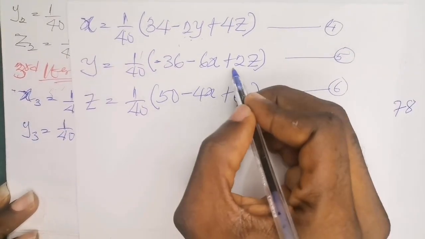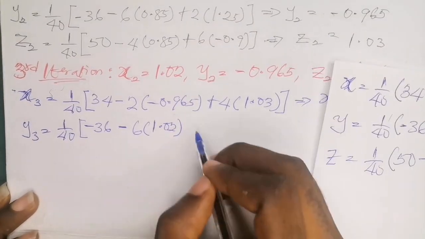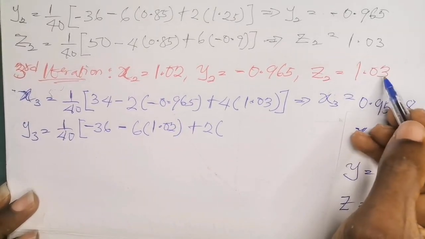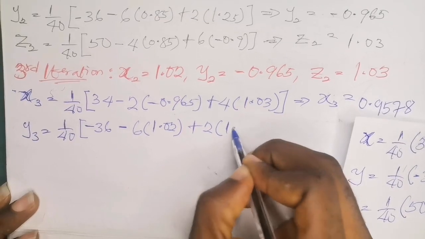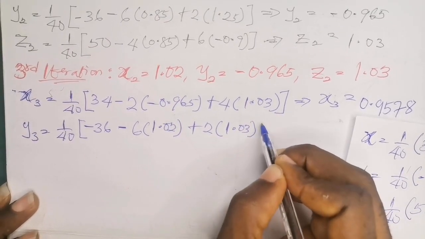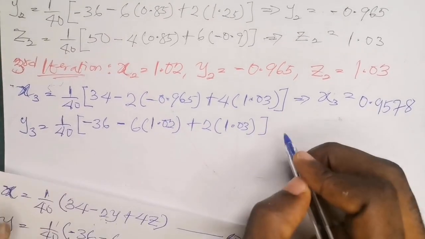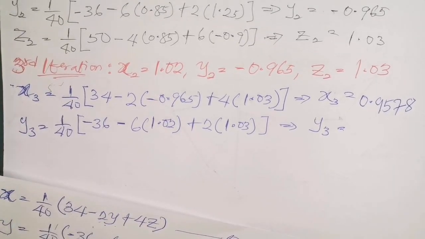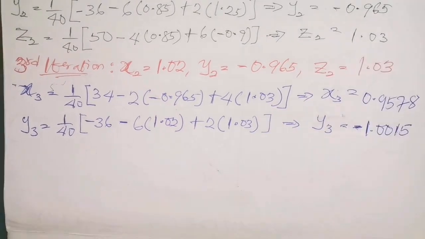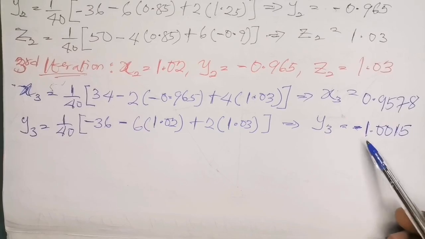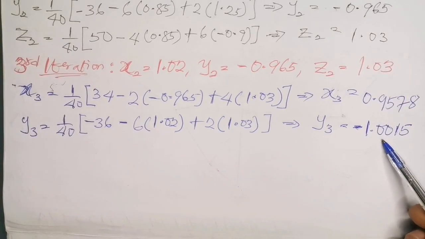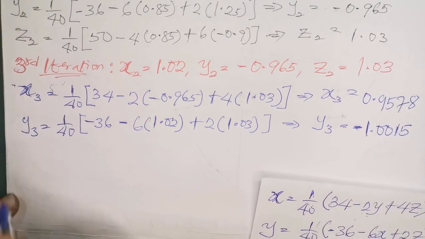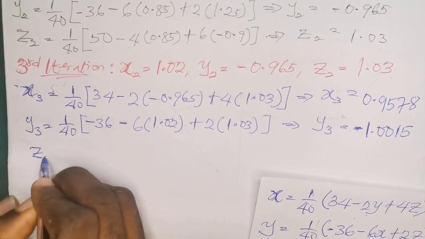Then I have plus 2z. So you simply have plus 2z. Z now becomes z2. And z2 gave us 1.03. So plus 2 times 1.03. So let's see what this is going to give us. This simply implies that y3 is going to be equal to, so upon evaluation, we have y3 to be equal to negative 1.0015.